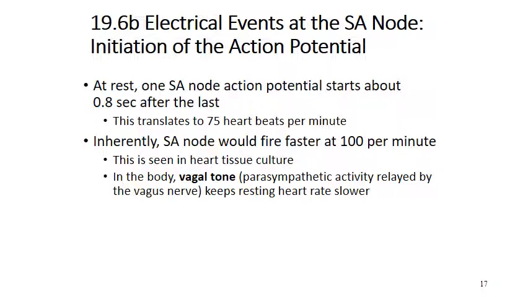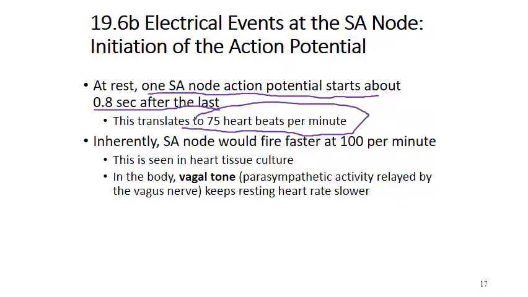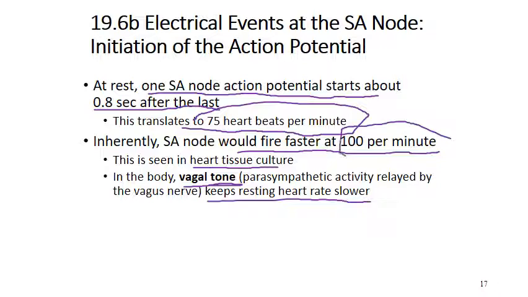So at rest, one SA node action potential starts about 0.8 seconds after the last. So this is going to translate for us to about 75 heartbeats per minute. That's kind of the quote-unquote normal. So inherently, the SA node would fire faster at 100 per minute. This is seen in heart tissue cultures. And in the body, we have what's called a vagal tone, so parasympathetic activity relayed by the vagus nerve, and it keeps resting heart rate slower than what we typically see in that heart tissue culture of 100 beats per minute.